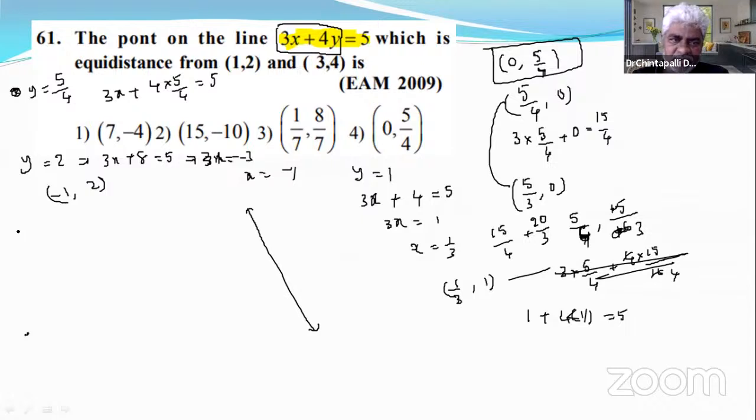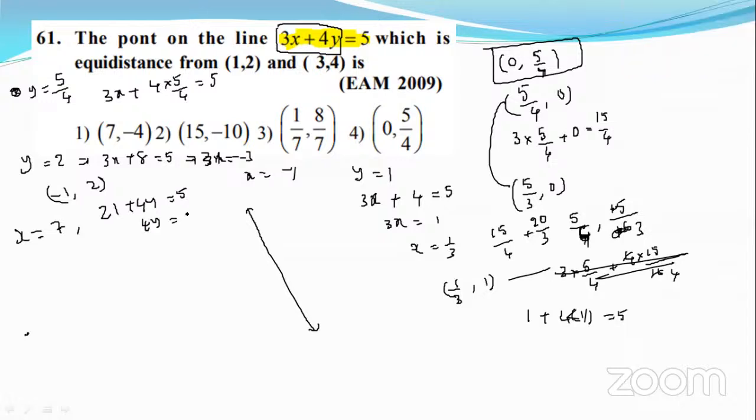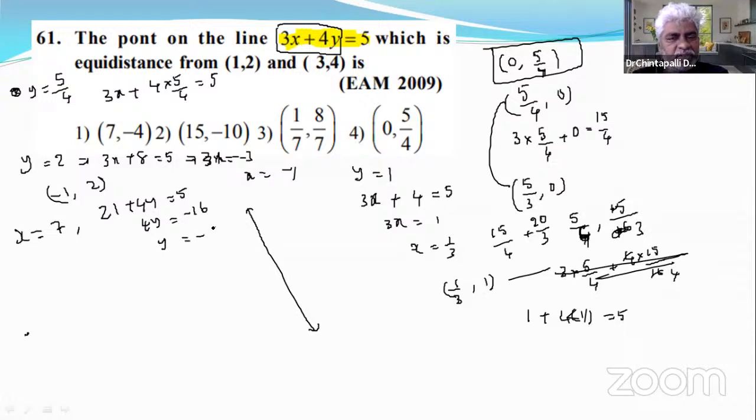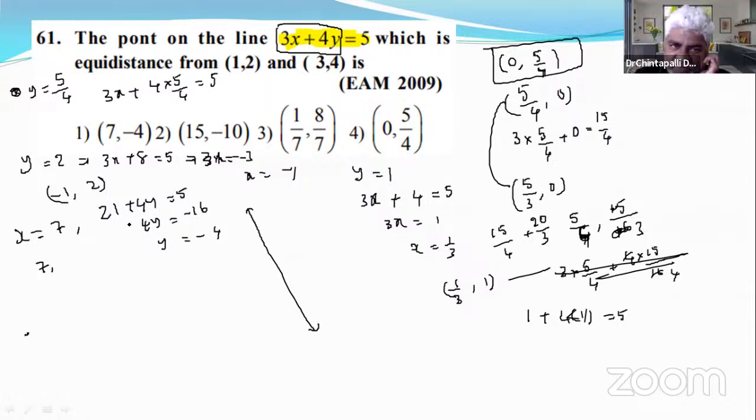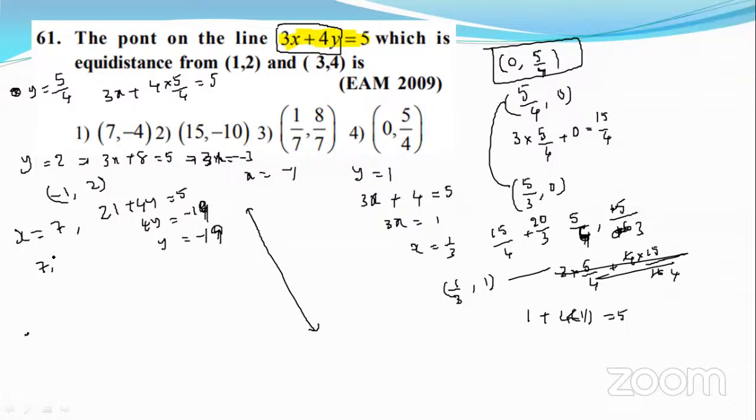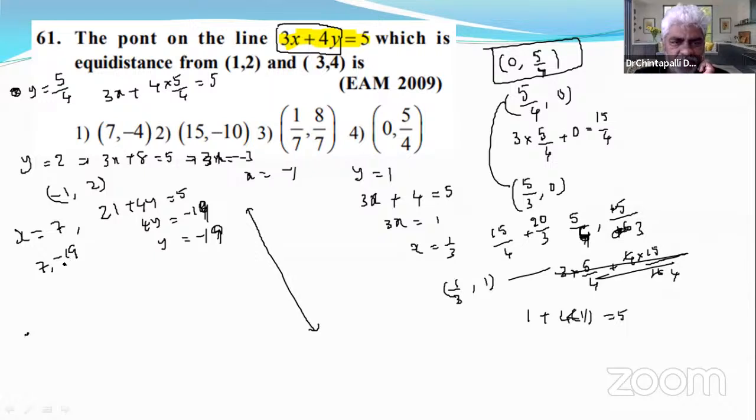Or you may take x equal to anything, say x equal to 7. Then 3 sevens are 21 plus 4y is equal to 5, so 4y is equal to 5 minus 21, which is minus 16. Wait, 5 minus 21 is minus 16, so y is minus 4. So (7, -4) is also one of the points.